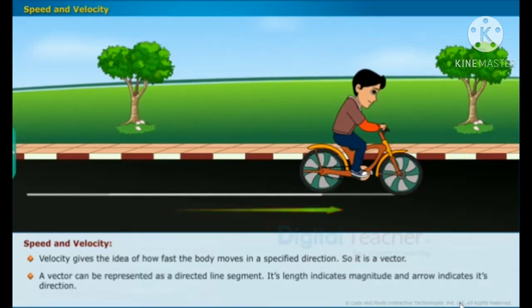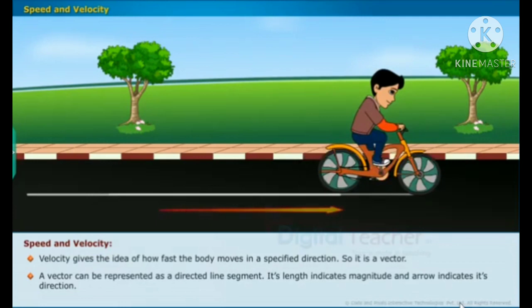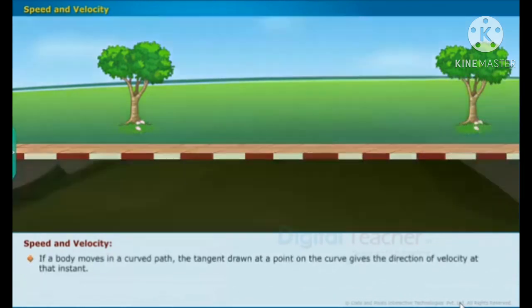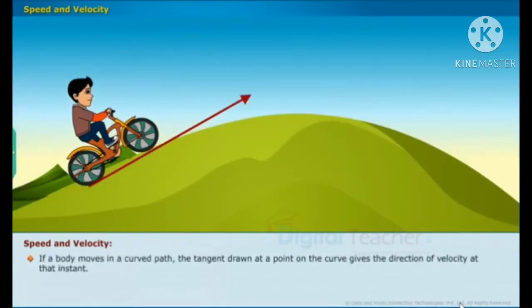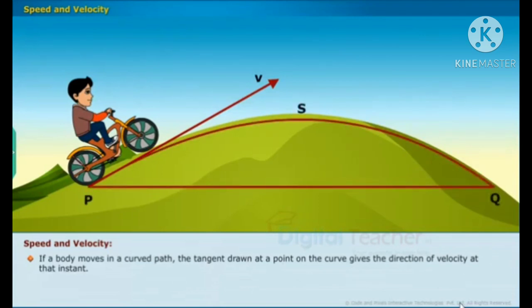A vector can be represented as a directed line segment. Its length indicates magnitude and the arrow indicates its direction. If a body moves in a curved path, the tangent drawn at a point on the curve gives the direction of velocity at that instant.